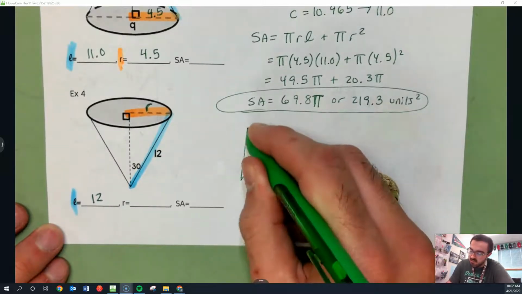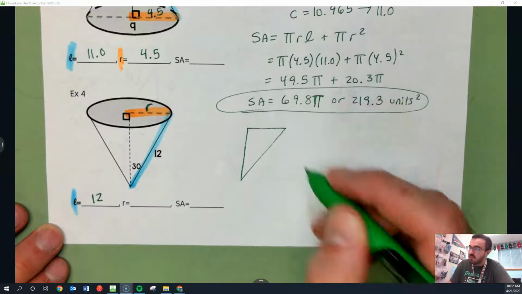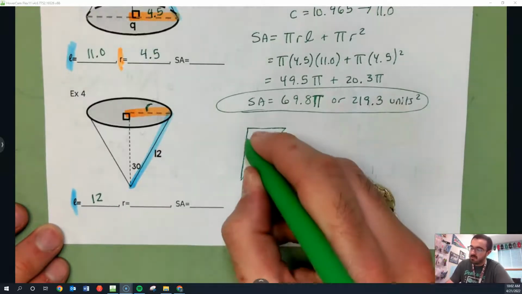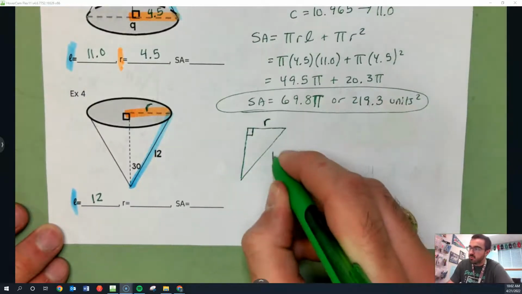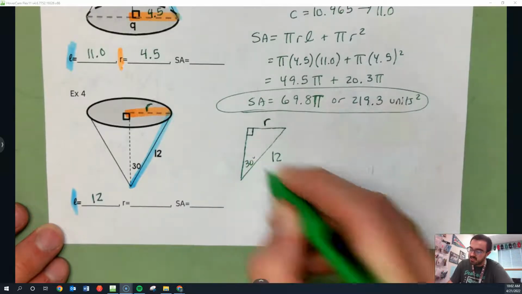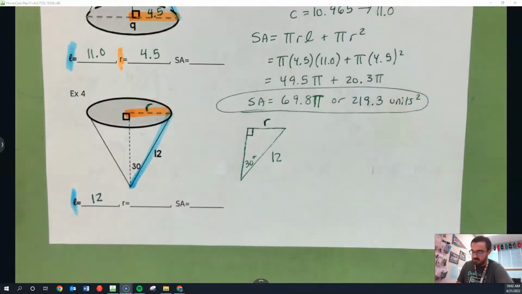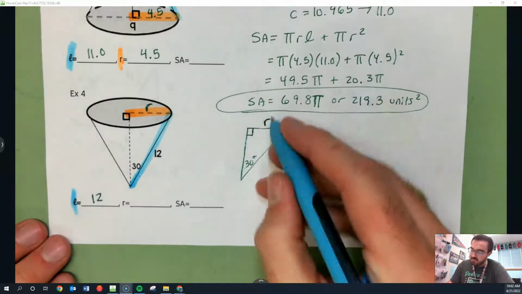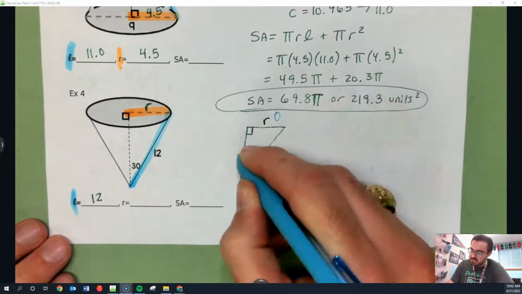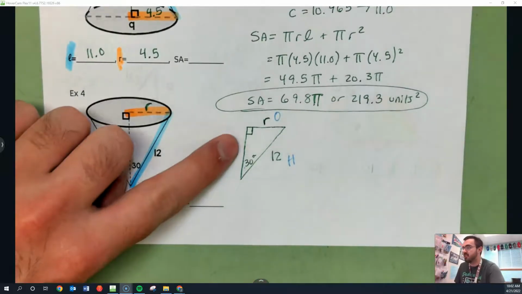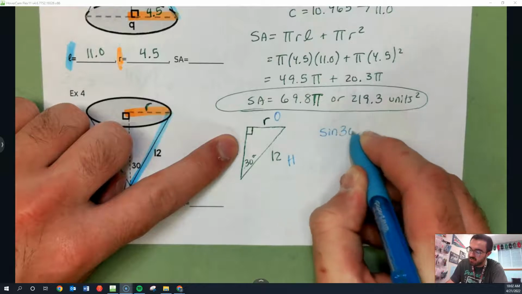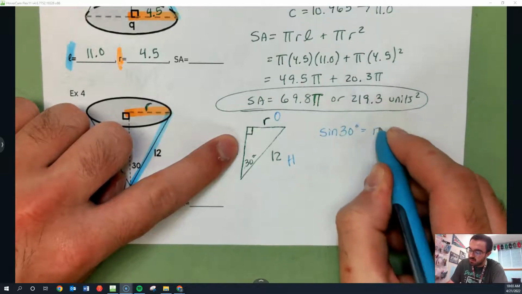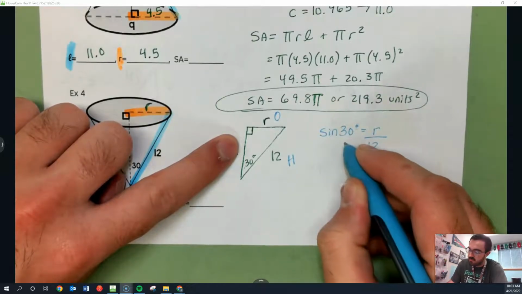And redraw it to the side. You don't have to necessarily do this, but I like to redraw it. So if I'm trying to find R right here, this is 12, this is 30 degrees. Guys, I think we're ready to roll, and I think we can solve this. So opposite 30 is O, this is H, this is A. So this is going to be sine, O over H. So sine of 30 degrees equals, let's call it R over 12.